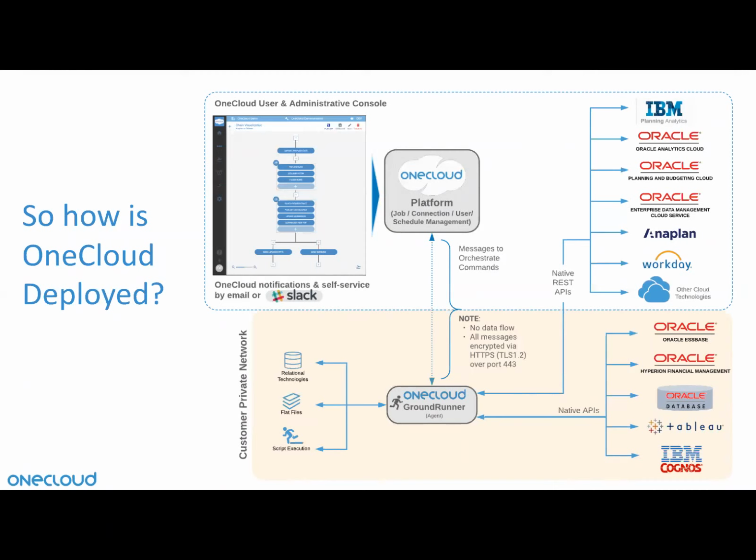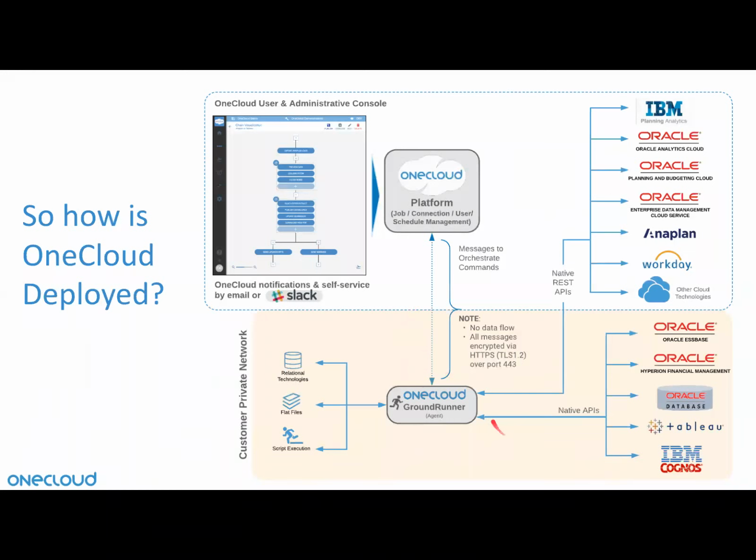They're deployed so they can actually connect with the various on-prem applications that you might have. Things like relational technology, maybe legacy Essbase or HFM. Maybe it might be a script execution, for example, batch scripts, shell scripts, flat files, and so forth that need to be interfaced with. So the ground runner does a lot of work. It's basically like the traffic cop that's doing all the orchestration, and it's getting directives from the core platform. So the data is not flowing through OneCloud at all.